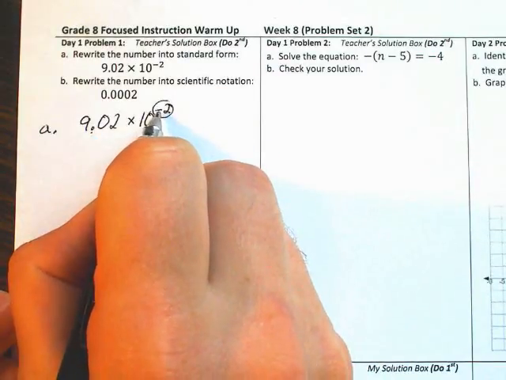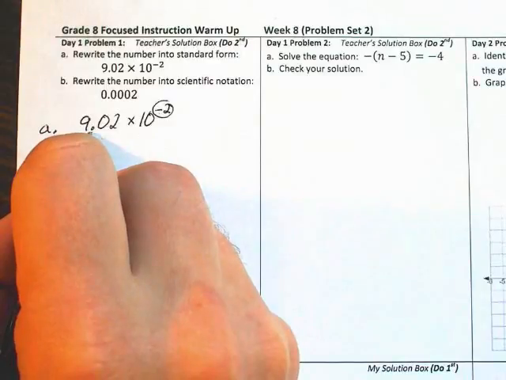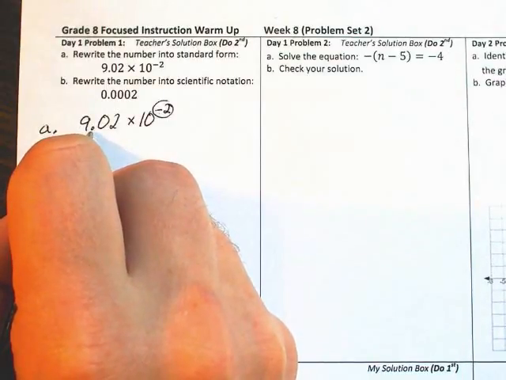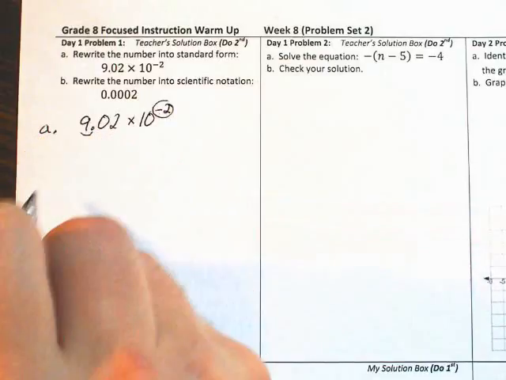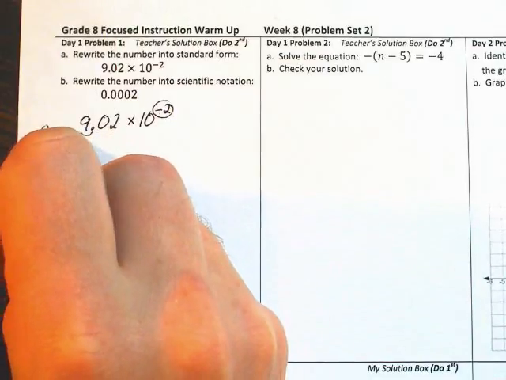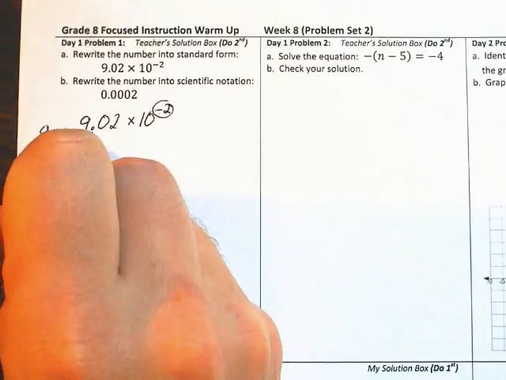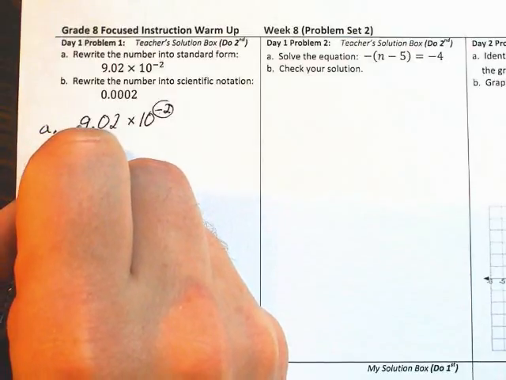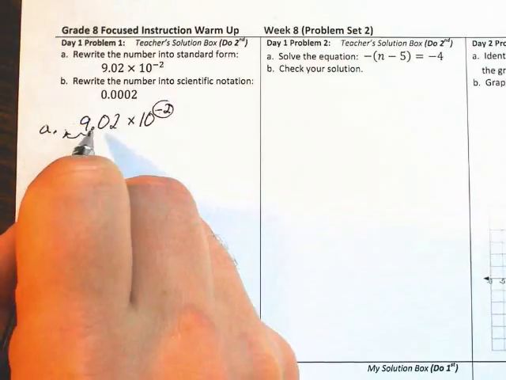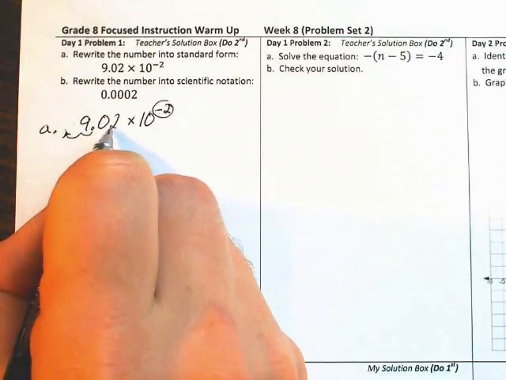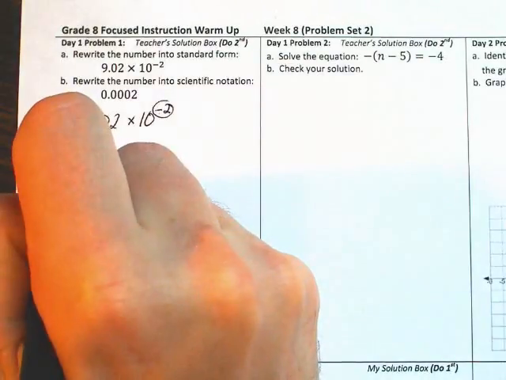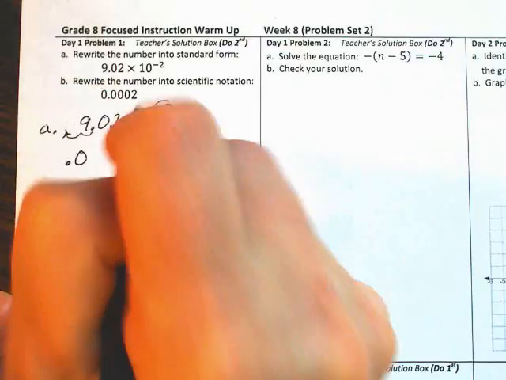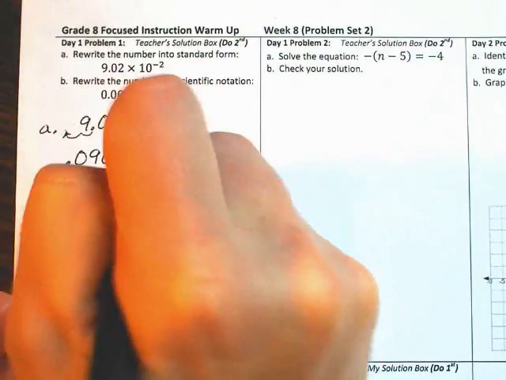If the exponent is -2, I'm going to move the decimal point in the negative direction, or to the left, 2 spots. 1, 2. The decimal point will end up here. This spot will get filled in with a 0 placeholder, and then the other digits will come along. And so the answer is 0.0902.